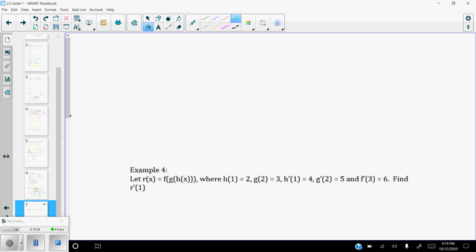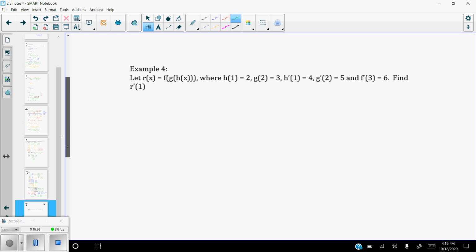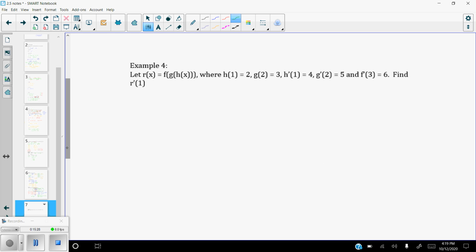All right, one more page. This one actually will not be that long. It just looks like it. Because r of x here is defined to be f of g of h of x.